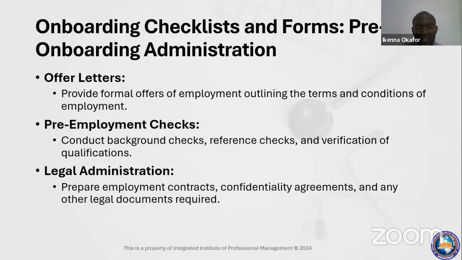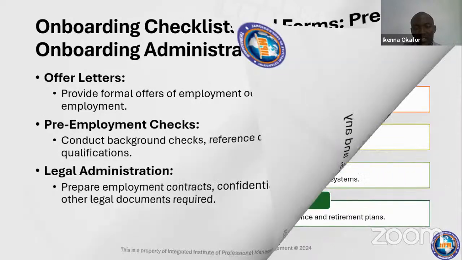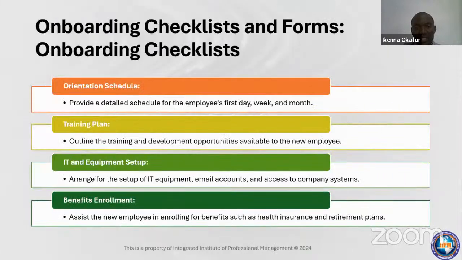You have the offer letter, which you send to the person maybe through mail or physically. Then terms and conditions of the employment, the pre-employment checks: background check, reference check, verification of qualification, verification of address, verification of previous workplace. Legal administration: prepare employment contracts, confidentiality agreement, also called NDA, non-disclosure agreement, so that your trade secrets will not be shared, and any other legal documents as may be required.